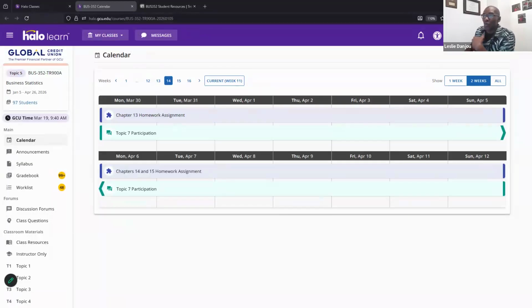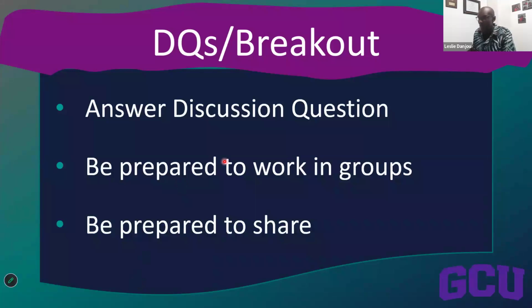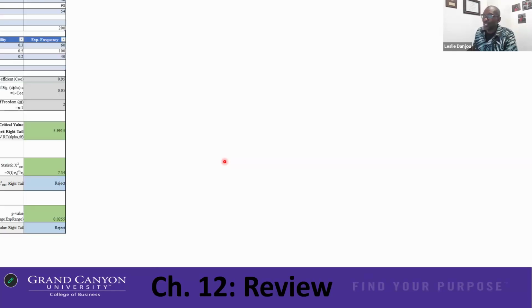We're going to be somewhere in between weeks 13, 14, and 15, and you'll see chapters 14 and 15. We've combined both of these chapters into one. Why? You guys already understand the concept of hypothesis testing, so we can do two chapters in one. All right, let's get into a quick review. I'm going to grab my PowerPoint, and let's get into it.